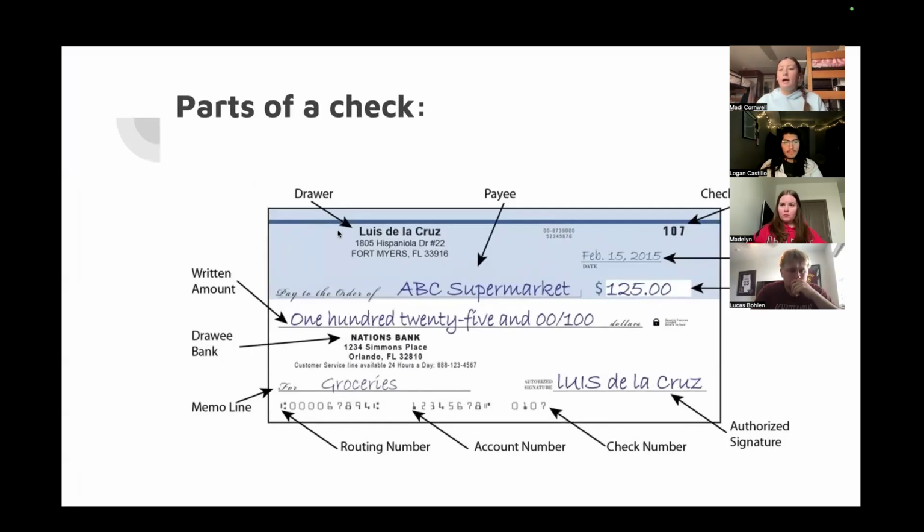I would like to mention the drawer and the drawee bank. This is when you get customized checks from the bank. Say you were to just get a generic check, it would look more something like this. I know this one's fake, but it wouldn't have a drawer or a drawee bank. This is more for personalized, your own personal use, or some businesses have them. So just want you to know that not all checks will have drawers or drawee banks. But so far, does anyone have any questions?